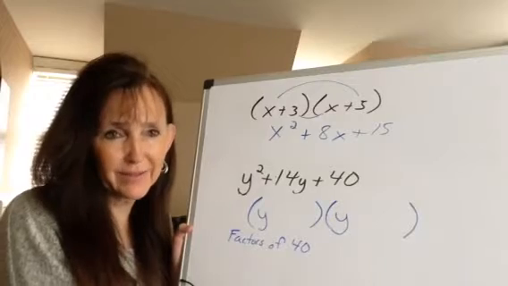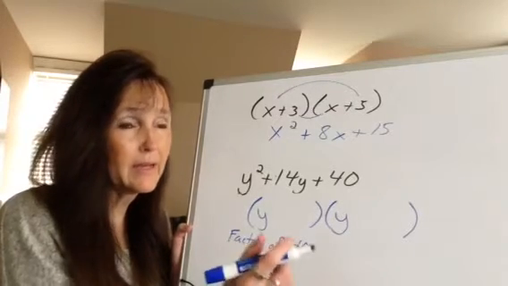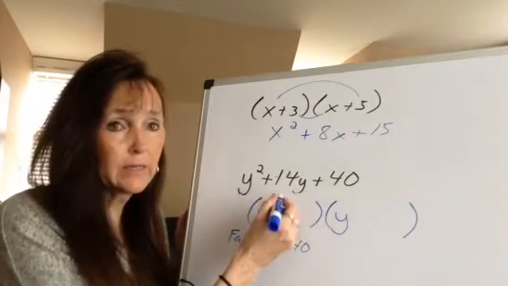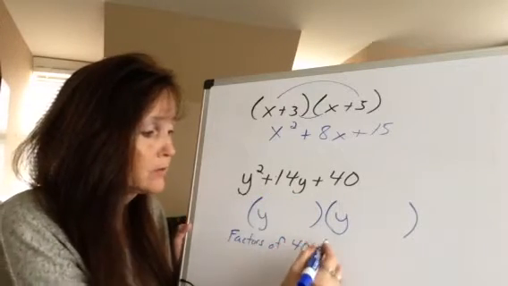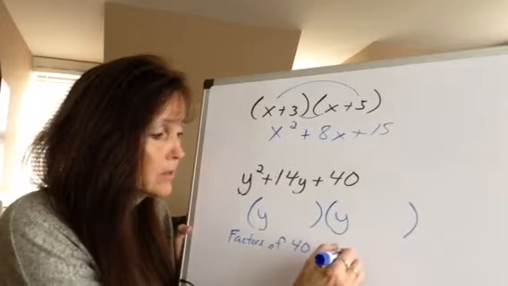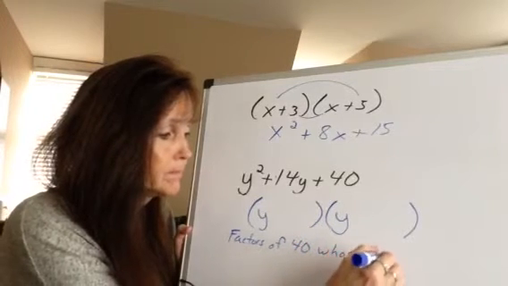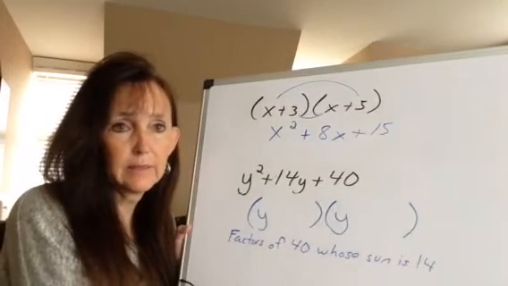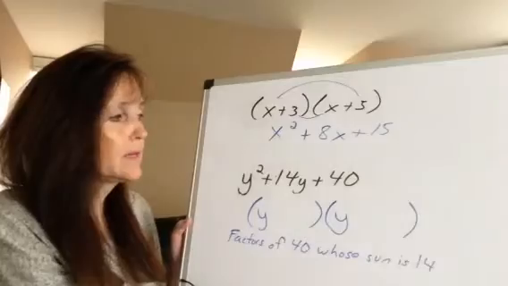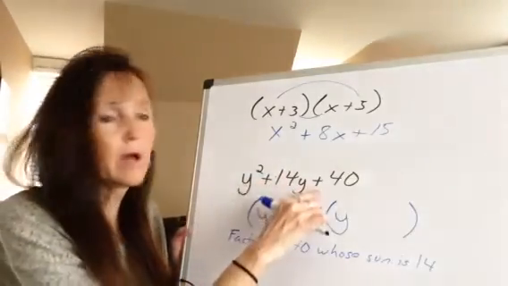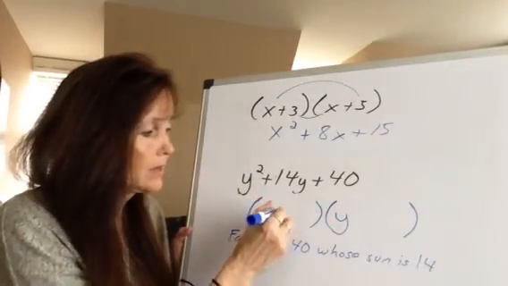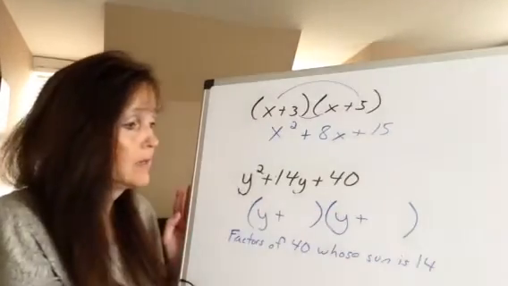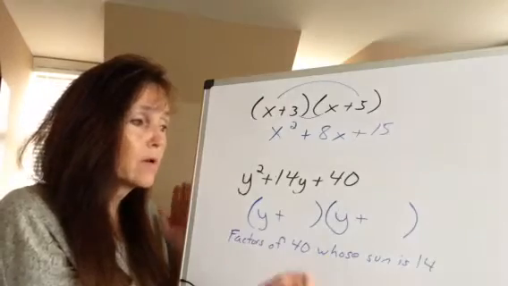But not just any factors of 40. We need the outer and the inner to add up to 14. So you're looking for factors of 40 whose sum is 14. Okay, a key thing first off is everything's positive in this one. So I know that I can go ahead and say plus plus. Nothing's negative.